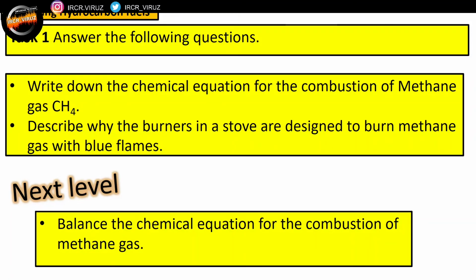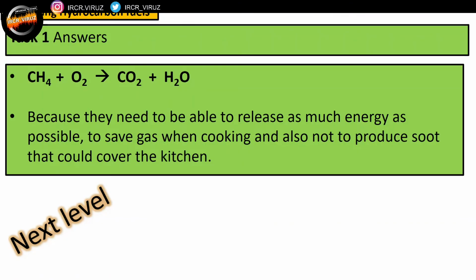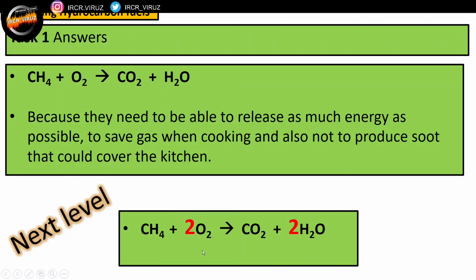Right, so now that you're back, you finished doing your answers, we can mark them up. Okay, right, so here we go. Here we have the answers. Now answer number 1, we have the chemical formula, which is CH4 plus O2 gives you carbon dioxide and water. And then the second part was because they need to be able to release as much energy as possible to save gas when cooking, and also not to produce soot that could cover the kitchen. And then here we go, your balanced chemical formula. Okay, so tick those. If you got them right, congratulations. If you got them wrong, you need to write down the correct answer.